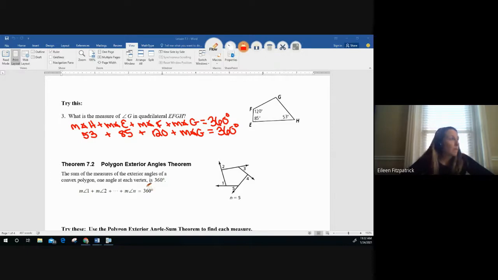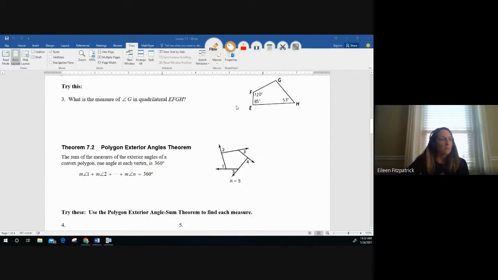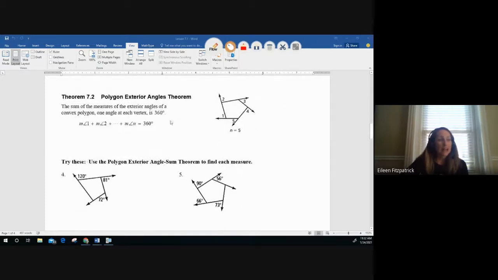When you combine your like terms and then subtract, go ahead and take a minute and do that on your own. I'll give you a few seconds. Combine your like terms and then subtract to the other side. You should get a measurement of 102 degrees. I'm sure you're already familiar with that type of problem. That shouldn't be new.